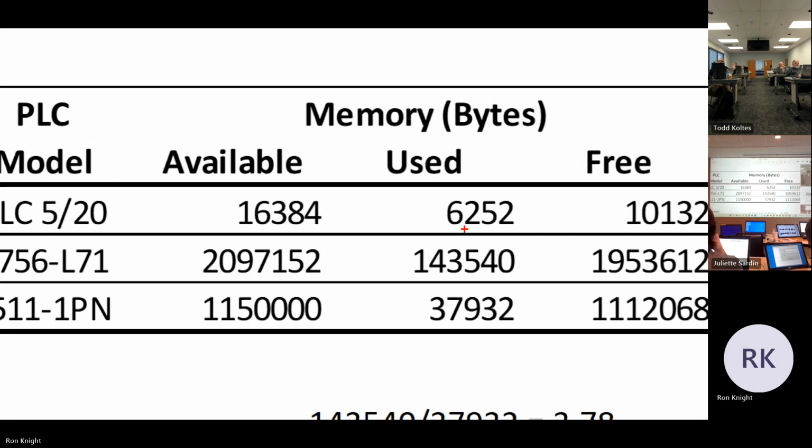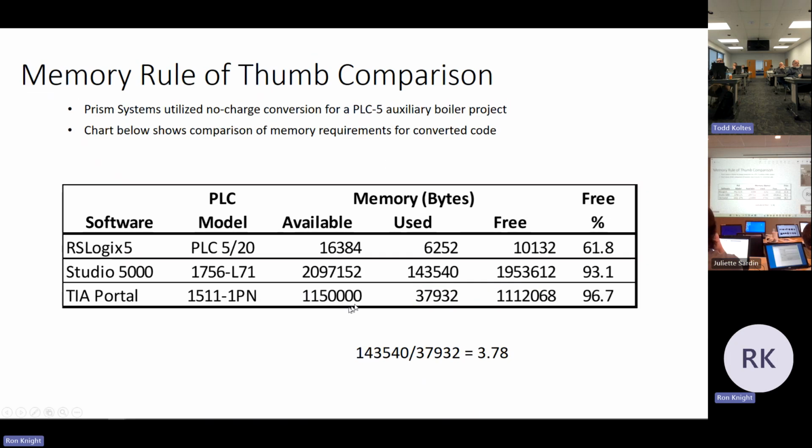The original PLC 5 program used around 6K of memory. The converted ControlLogix ended up using 143K of memory. And the converted Siemens used right at 38K of memory. If you do that math, you could really divide by 3.78. That's how much Siemens memory used versus Rockwell. So that divide by 2 is actually a pretty conservative rule of thumb. Now, would that always be the case? I have no idea. But in this case, yeah, that rule of thumb held.